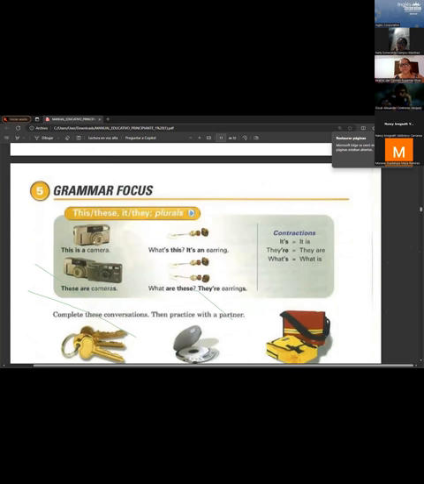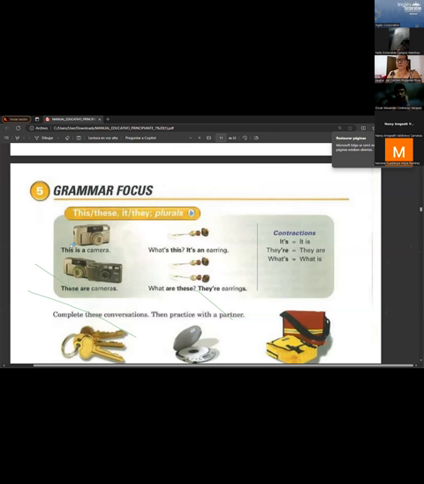All right, ahora vamos a ver el uso de this and these. También tenemos el uso de that and those. Pero ahora vamos a ver this and these. Ok, para hacerlo más simplificado, el uso de this es para singular, o sea, se refiere a un objeto.